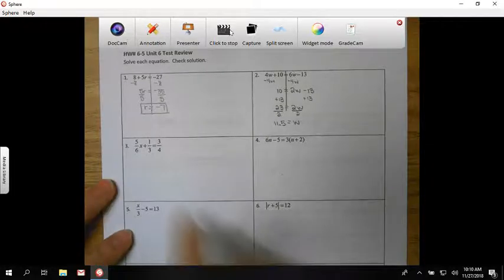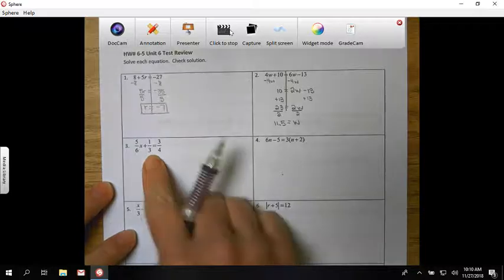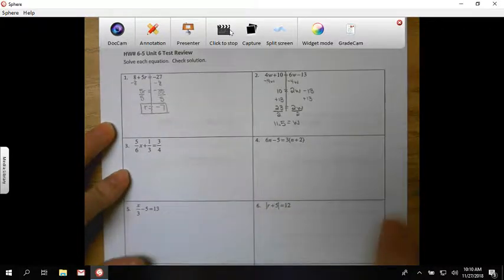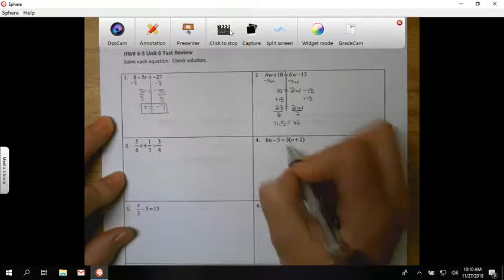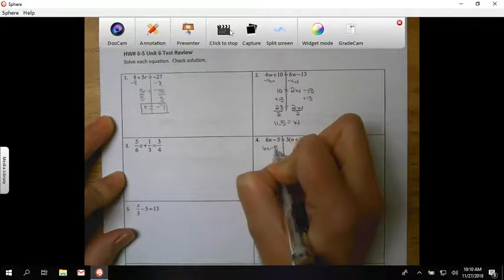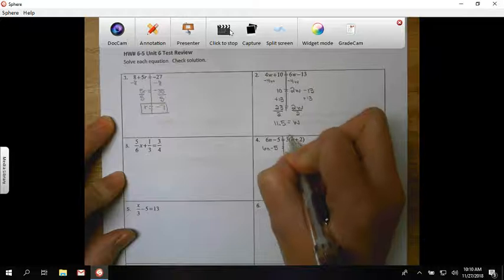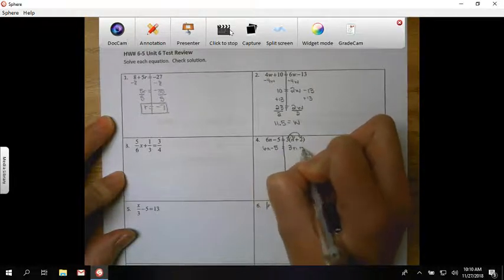Alright, this one just has fractions, but you know that your calculator does fractions, so I'm going to skip that one for now. Number 4, you do have a set of parentheses, so before you can do anything, you need to distribute what's on the outside. So this 3 is going to go to the n and to the 2. So I end up with 3n plus 6.